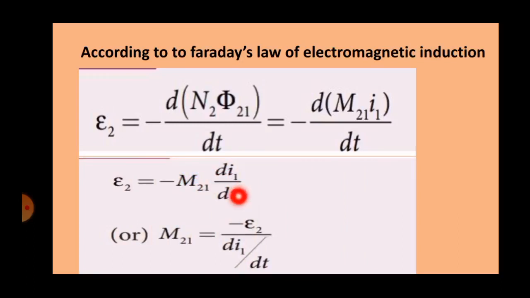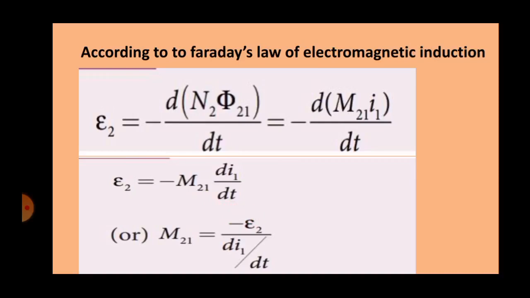Now calculate the coefficient of mutual inductance. Therefore M21 is equal to minus E2 divided by dI1/dt. In the above equation, the negative sign indicates that the mutually induced EMF always opposes the changing current I1 with respect to time. Understand? So therefore M21 is equal to minus E2 divided by dI1/dt.